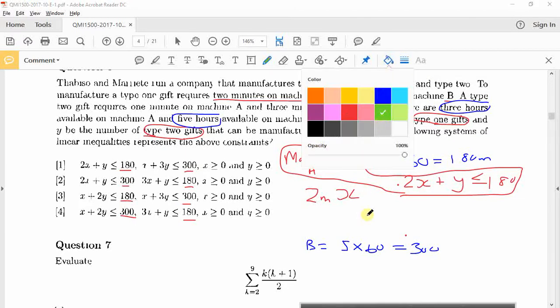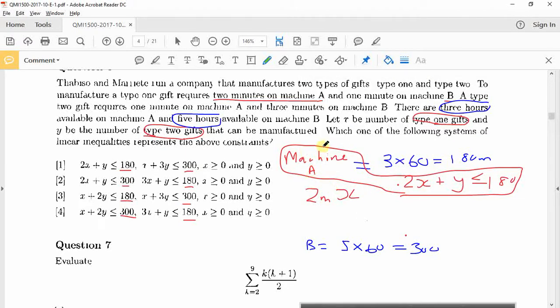Okay, then let's read the other one. Then they said, to manufacture a type 1 gift requires that, and 1 minute on machine B.